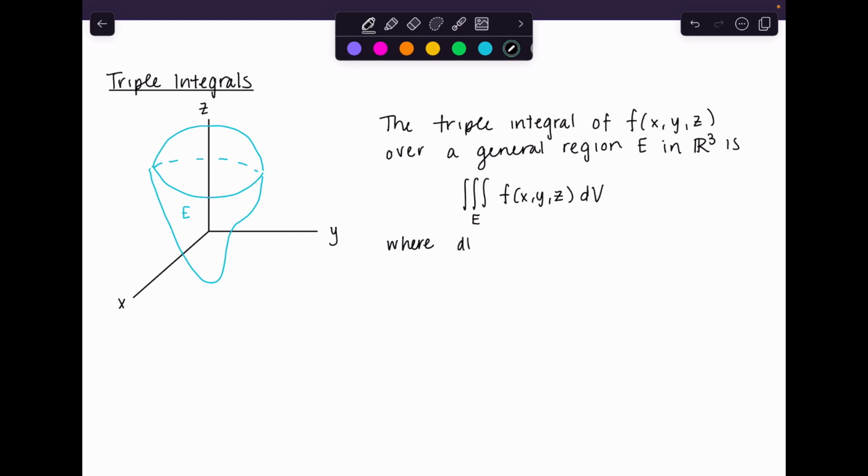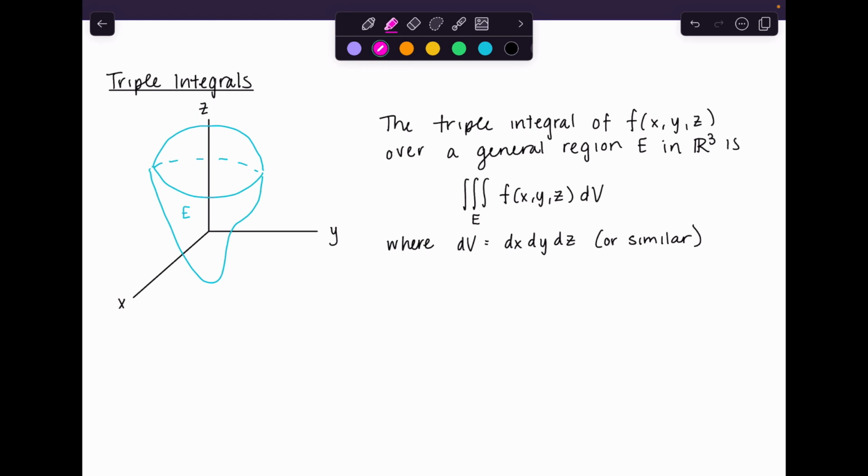With 2 variables, you had dy dx or dx dy. Here you have a lot more. You actually have 6 possible options for what dV could equal. So it could be just in order dx, dy, dz. But again, you can rearrange this in 6 possible options.